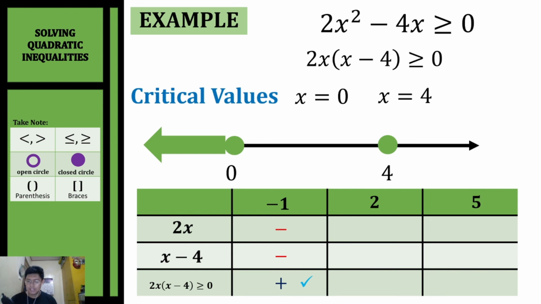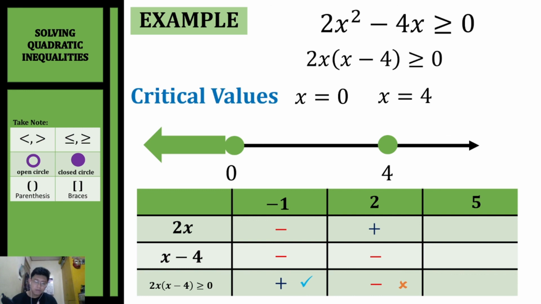Let's proceed to our second representative. 2 times 2 will give us a positive result. 2 minus 4 will give us a negative result. Now let's multiply the two signs. Positive times negative will be negative. Is a negative number greater than or equal to 0? No. Therefore, the numbers from 0 to 4 are not possible solutions to our quadratic inequality.